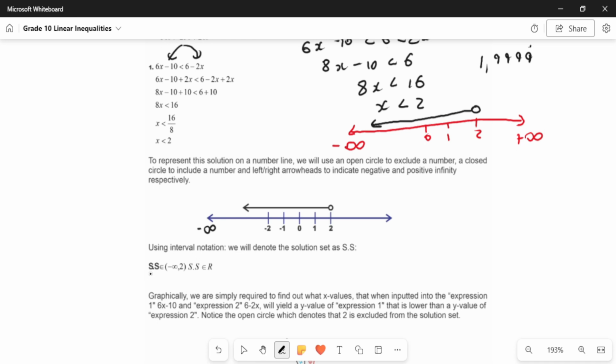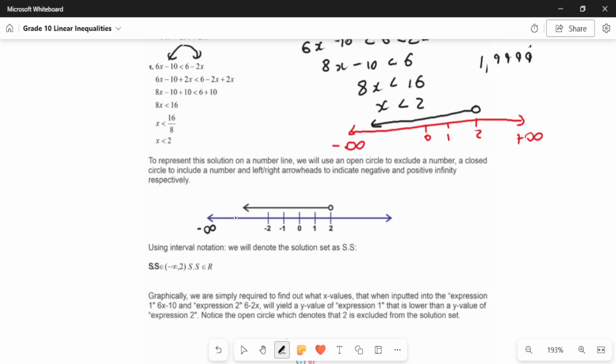then you'll say SS, which means solution set, is an element of the set what? From negative infinity to 2. But remember, we're not including either of these extremes. And we'll say that the solution set is an element of real numbers. So it exists or it comes from the real numbers. So the value of x can be anything.